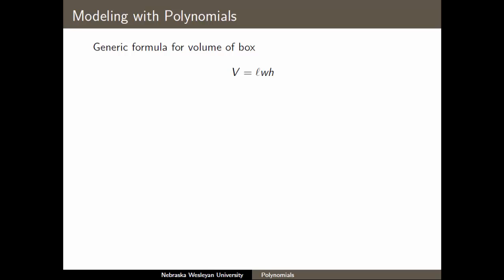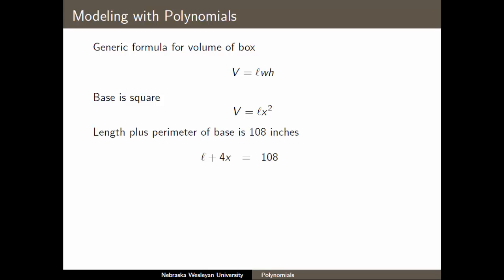We could begin with the generic formula for volume. Volume is the length of the box times the width times the height. But we know the base is square, so if we say the width and height dimensions correspond to that square base, then w and h are both x, so we've reduced the number of variables. The other piece of information said that the length plus the perimeter of the base was supposed to be exactly 108. As an equation, this means that L plus 4x, which is the perimeter of a square with side length x, is supposed to equal 108. So I can rearrange this to express L in terms of the variable x only.